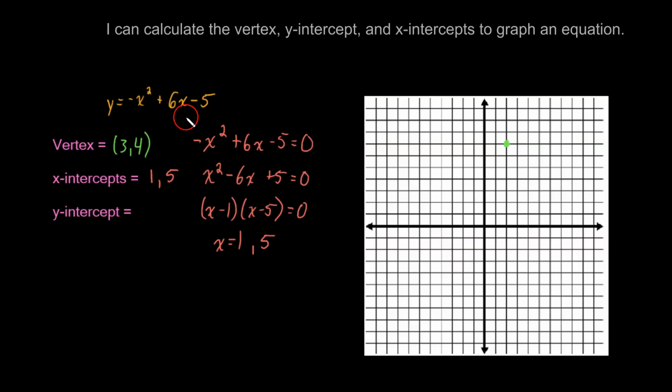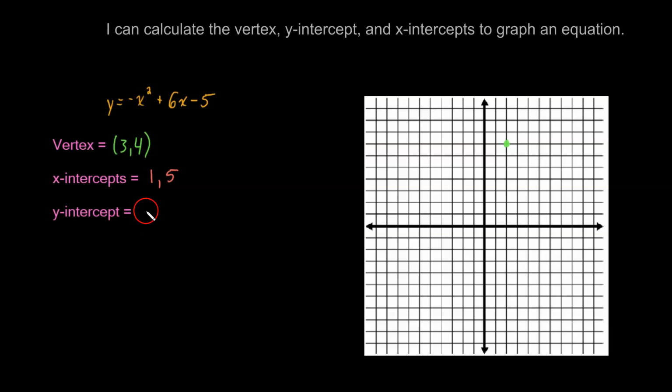So now let's go ahead and calculate our y-intercept. And our y-coordinate is just when x is equal to 0. So if I were to substitute a 0 in, I get 0 plus 0, 6 times 0, 0, minus 5. So 0 plus 0 minus 5. So that we just get negative 5. So my y-intercept is at negative 5. So now let's go ahead and plot all these points.